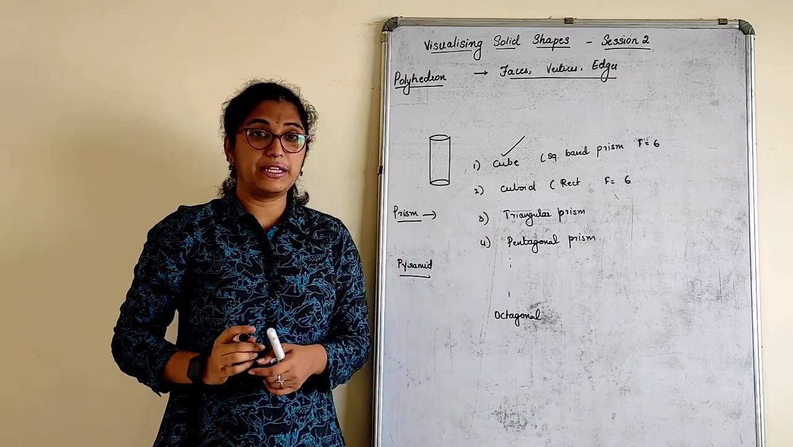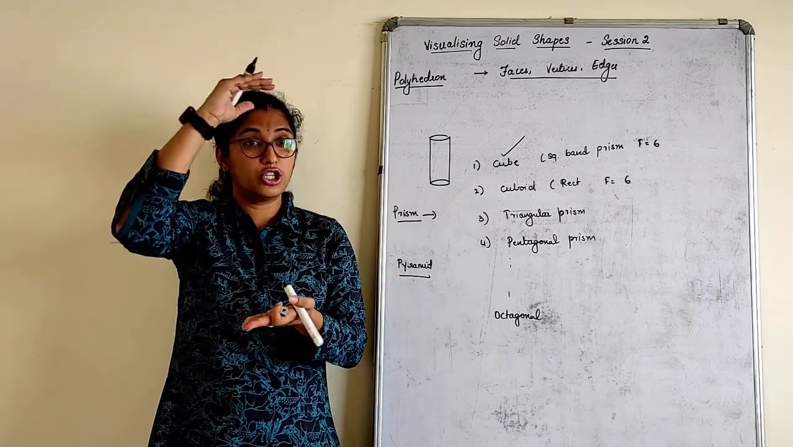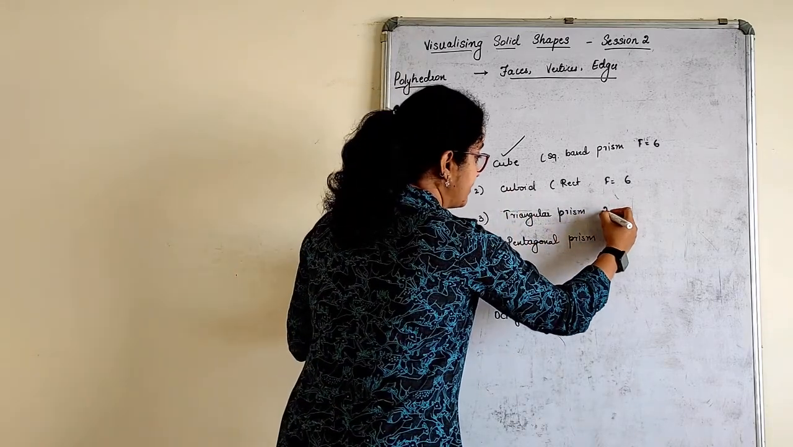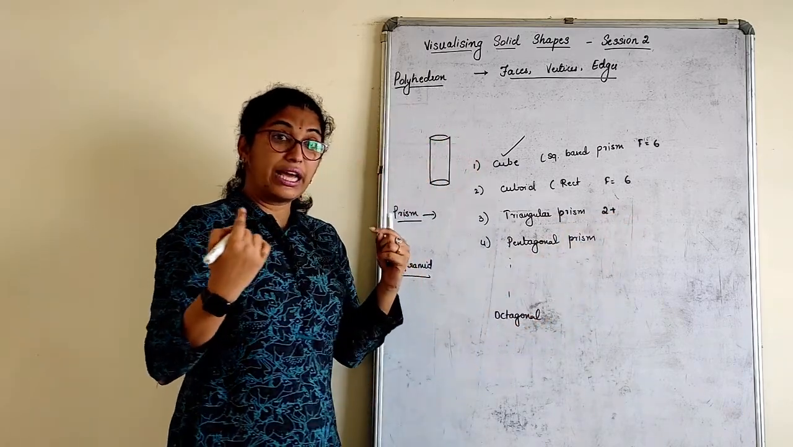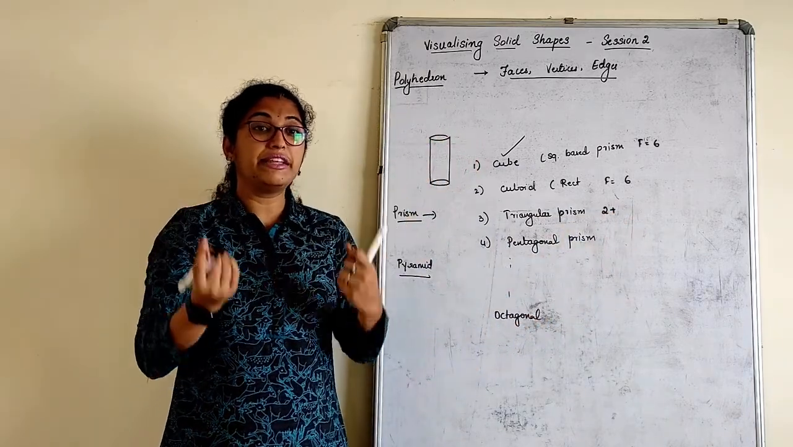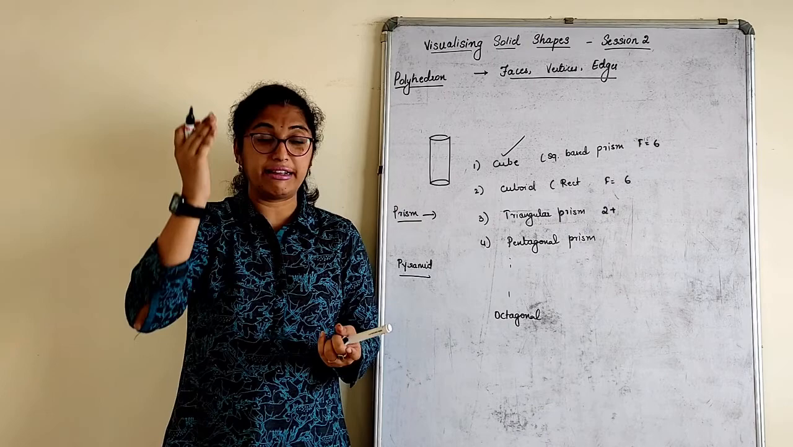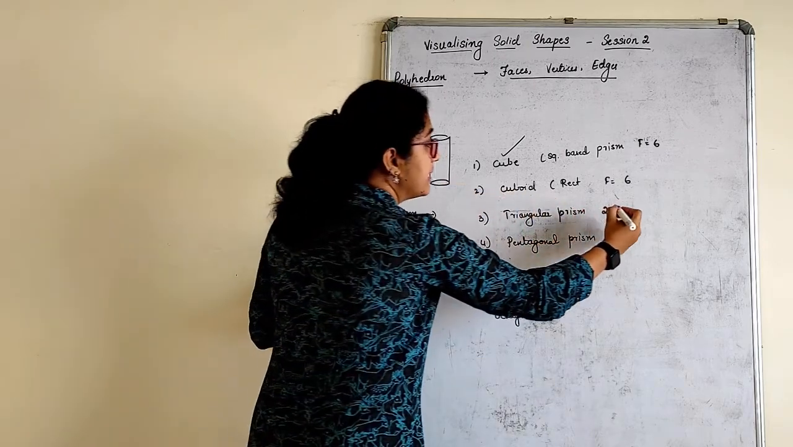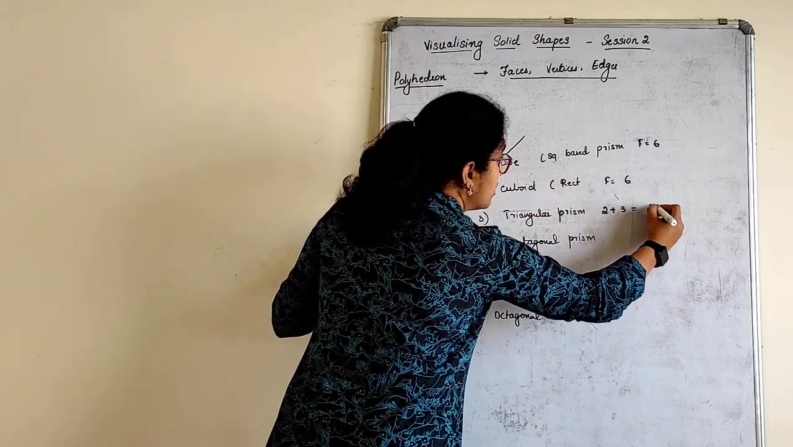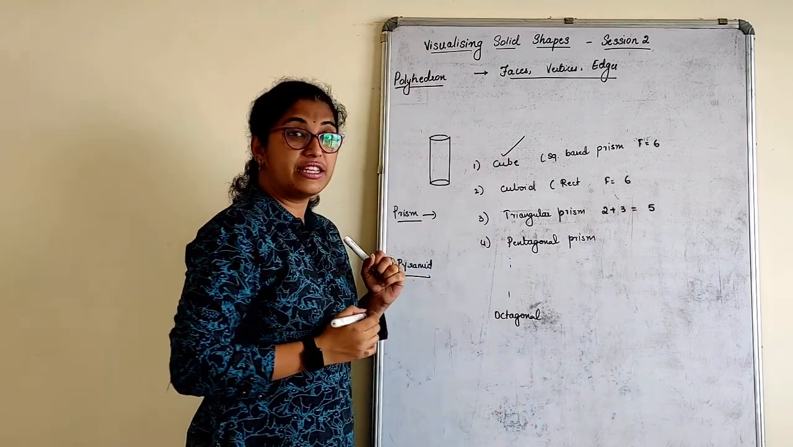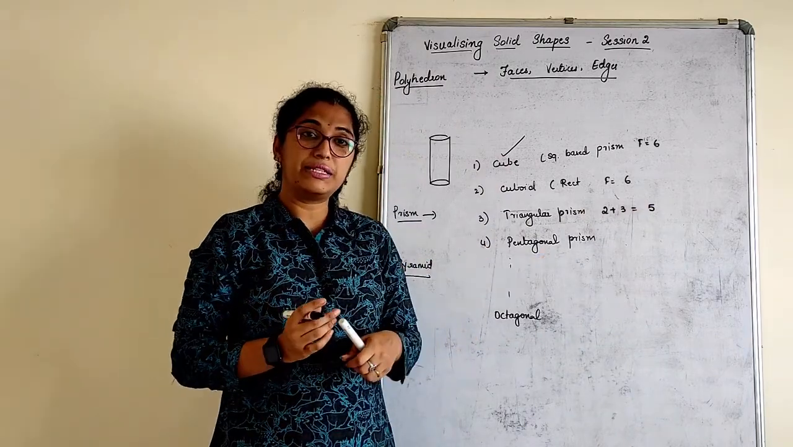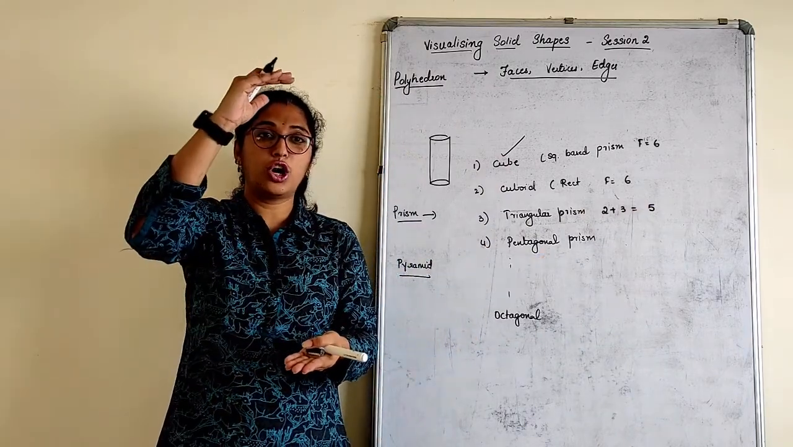Come to the triangular-based prism. Base is a triangle, top is a triangle. 2 I will write here. Plus, it is a triangular-based prism. So, how many faces can a triangle have? 3, right? So, how many rectangles? 3 rectangles. Total how many faces? 5 faces. Pentagonal prism. Base is a pentagon, top is a pentagon.